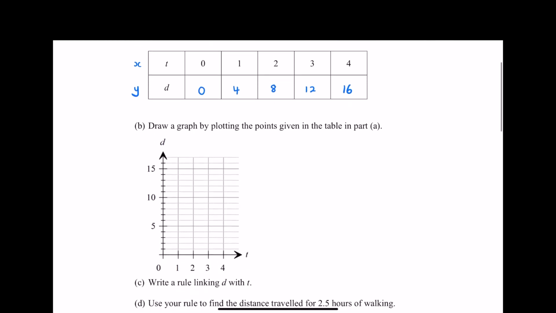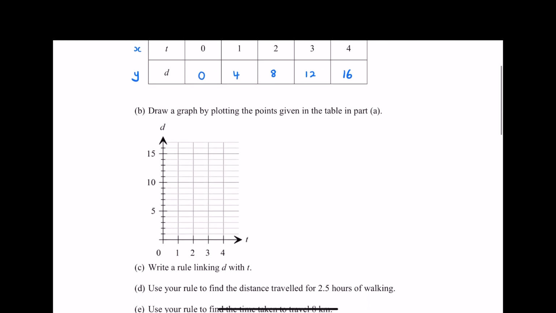Now we're asked to graph this. We've been doing this a lot. (0, 0), (1, 4), (2, 8), (3, 12), and (4, 16). We join our dots up with our lovely straight line, and it looks like this.